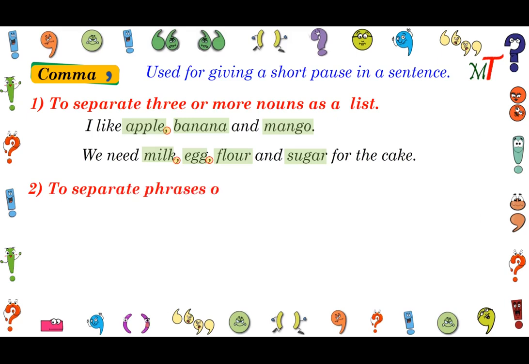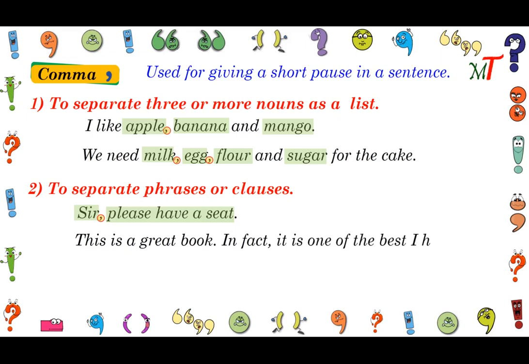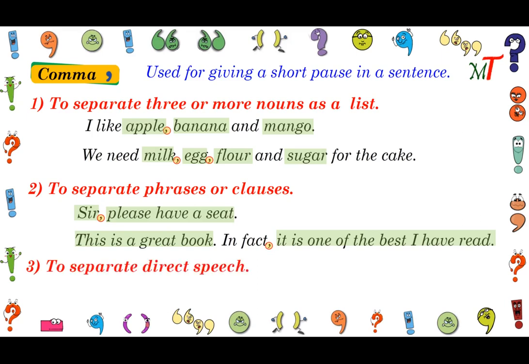Next usage is to separate phrases or clauses. Sir, please have a seat. In this sentence, sir is a phrase, so it is separated with a comma. Next, this is a great book. In fact, it is one of the best I have read. These two clauses are separated by in fact with a comma. In the third case, to separate direct speech. For example, he says, I'm in. After he says, we put a comma.